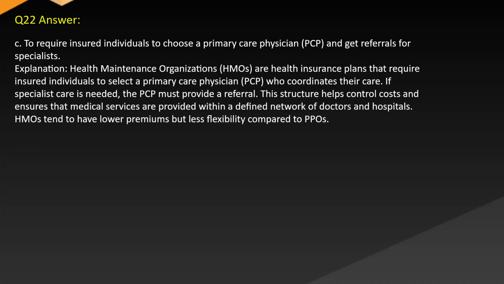Answer: C. To require insured individuals to choose a primary care physician, PCP, and get referrals for specialists. Explanation: Health maintenance organizations, HMOs, are health insurance plans that require insured individuals to select a primary care physician, PCP, who coordinates their care. If specialist care is needed, the PCP must provide a referral. This structure helps control costs and ensures that medical services are provided within a defined network of doctors and hospitals. HMOs tend to have lower premiums but less flexibility compared to POS.